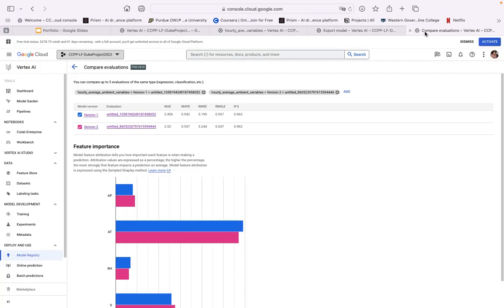We use both of these models. The feature attributions tell how important each feature is when making a prediction. Attribution values are expressed as percentages. The higher the percentage, the more strongly that feature impacts a prediction on average. Model feature attribution is expressed using the sampled Shapley method.